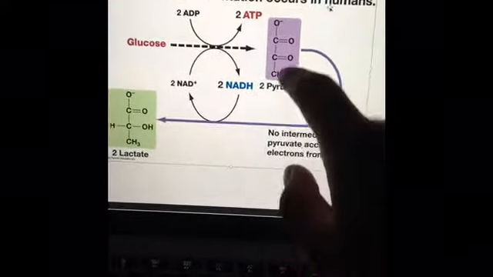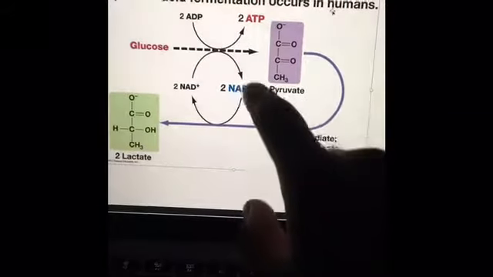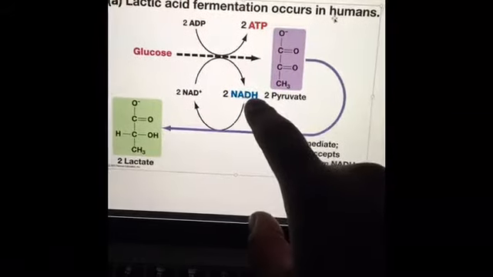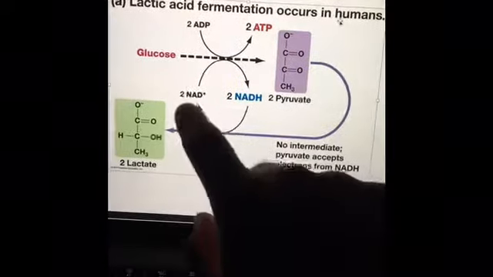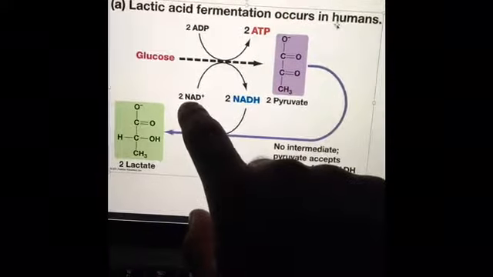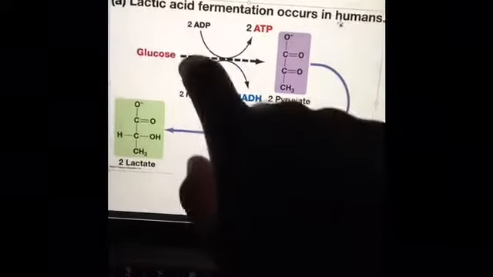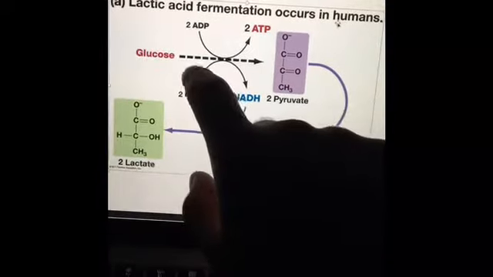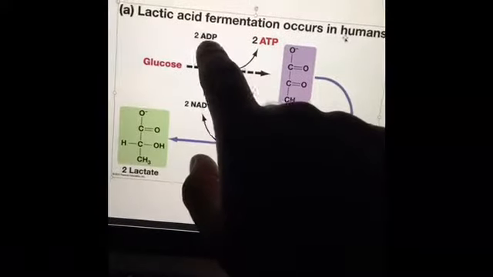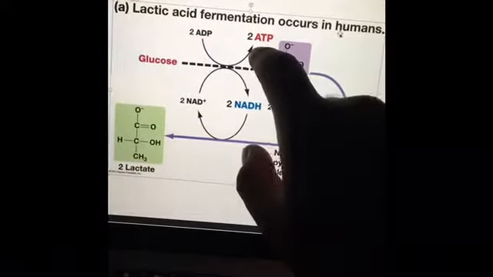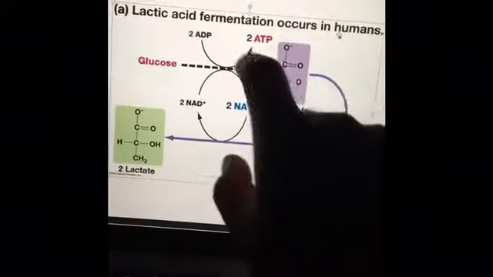the two pyruvates, and then pyruvate is used with NADH to make lactate, and we get a byproduct of two NAD pluses that go again and are used in glycolysis. And what we get is the phosphorylation of ADP to ATP, which gives us our net gain of 2 ATPs.